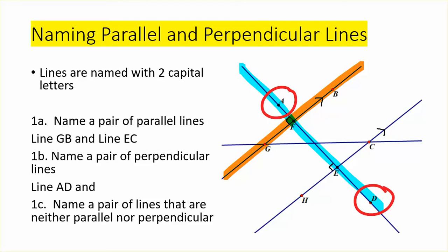Now I need to name the orange line. We already named this line in the past, so if you remember from 1A, or again, we're going to pick 2 points from that line. I'm going to pick GB. Line AD and line GB are perpendicular.